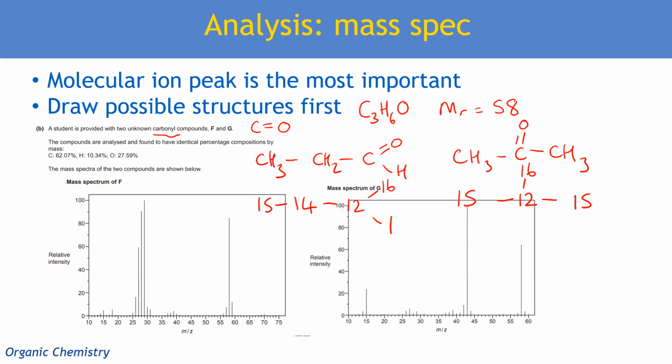And straight away, I can see that one of them will have a peak at 29 because I've got 15 plus 14, and the other one won't. So I can see how they'll be different in the mass spec. And I could just look for the one that has a peak at 29, which is the one on the left. So that would be my propanol, and the other one would be my propanone. There's also like a big peak for losing one hydrogen on the one on the left. So draw out your CH3s, CH2s, etc. So you can see how it will break up.